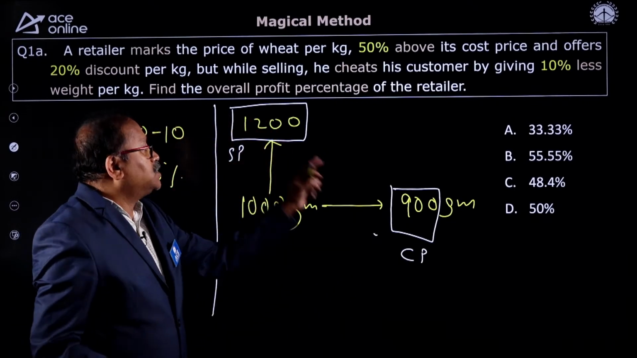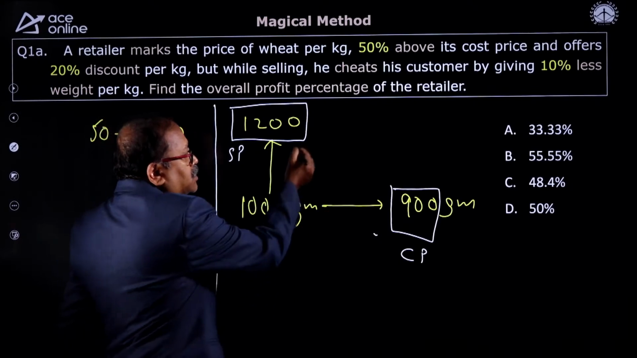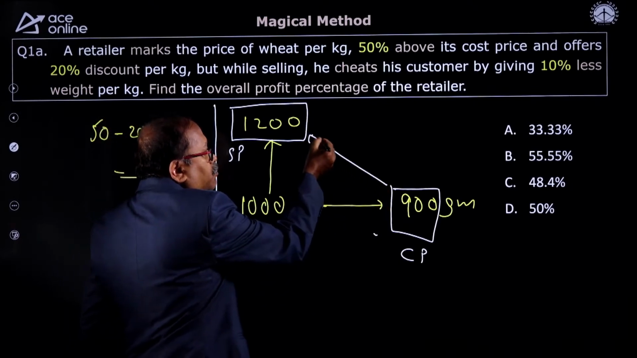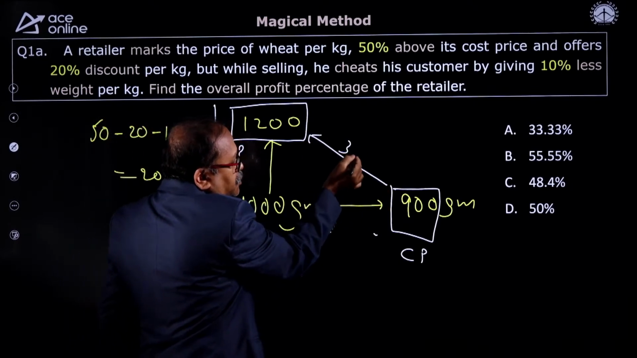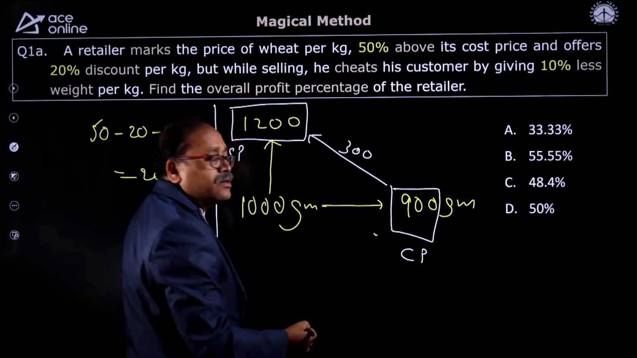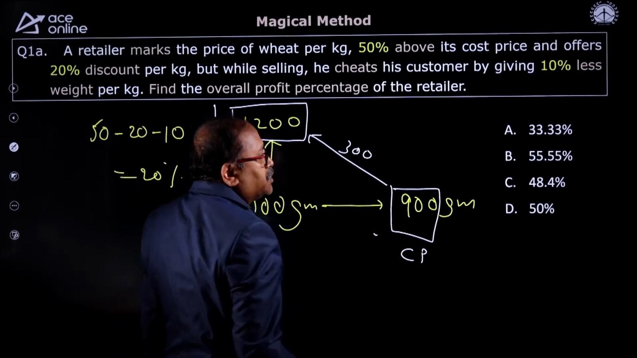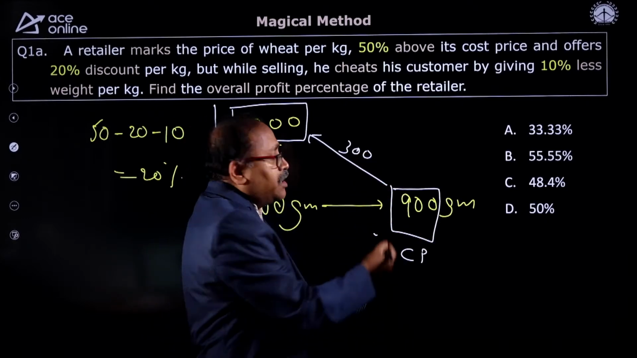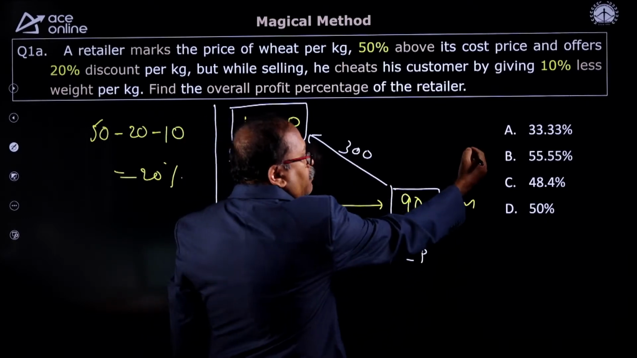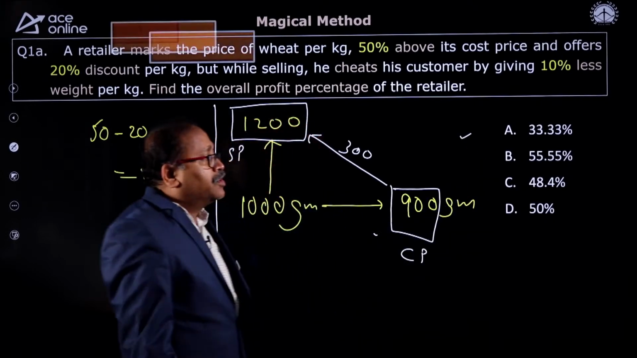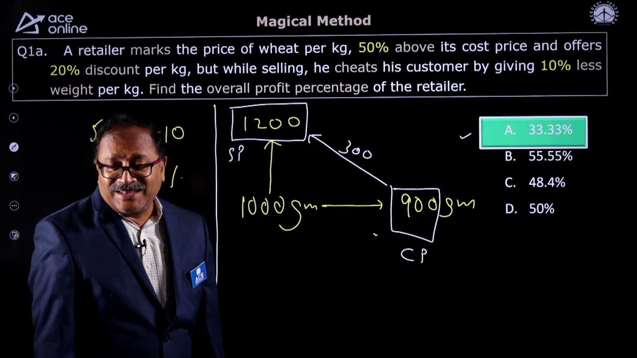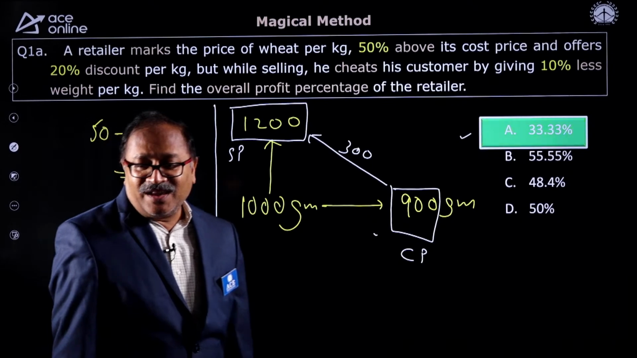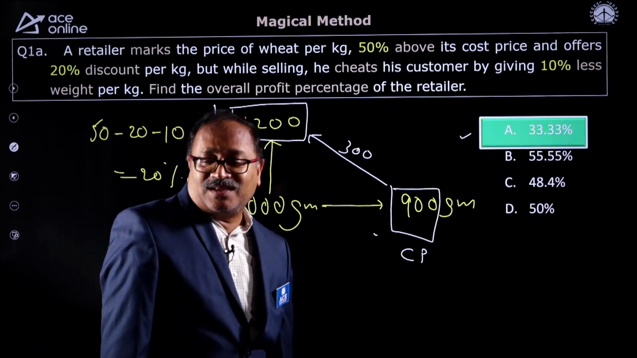And once I have the SP and CP, I can see that there is a difference of how much? That CP is how much more than SP? This is 300 more over 900. 300 is what percentage of 900? That is 300 by 900, 3 by 9, which is 1 by 3. And 1 by 3 is equal to 33.33%.